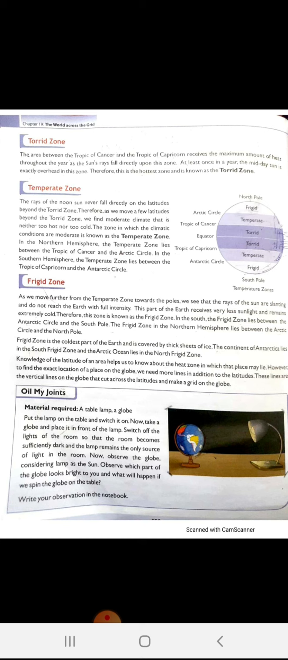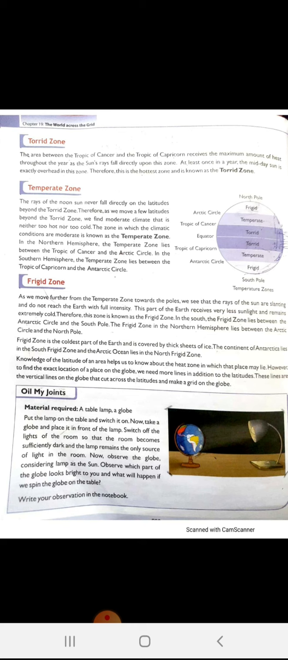In the northern hemisphere, the temperate zone lies between the Tropic of Cancer and the Arctic Circle. So if you see the northern hemisphere, we have the Tropic of Cancer and we have the Arctic Circle. The part between them, what is it? It is the temperate zone. Why? Not very cold, not very hot, because of the slanting rays of the sun.